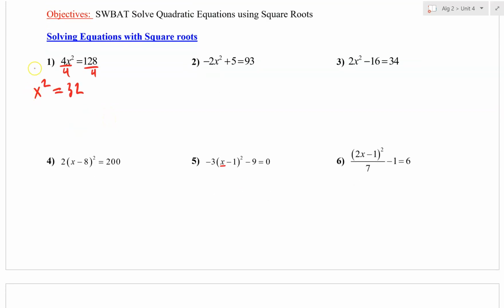Now, in order to get rid of this, I need to take the square root of both sides. But when I do that, I have to remember I'm taking the square root, so you've got to have a plus and a minus. There are going to be two answers. So you've got to make sure you find the plus and the minus. Then I need to simplify the square root of 32. Well, the square root of 32 is really 16 times 2, 16 being a perfect square. So we're going to take that 4 out. That means it's going to be plus or minus 4 root 2. And this would be our solution to the first one.